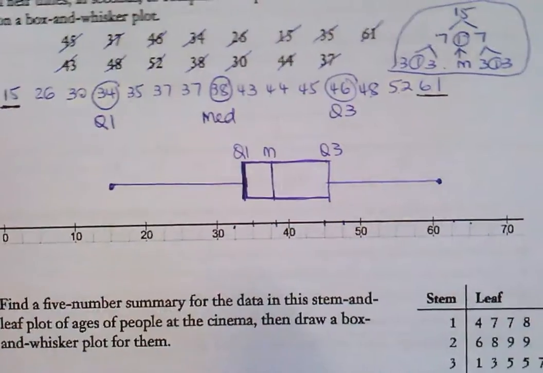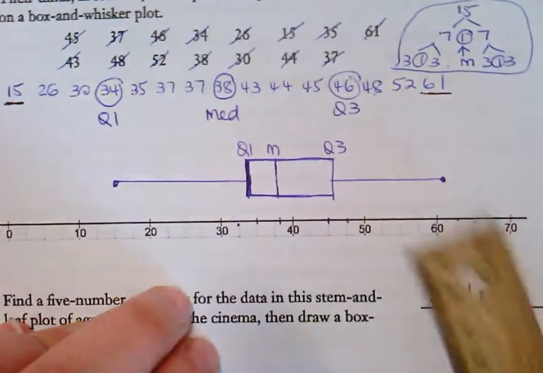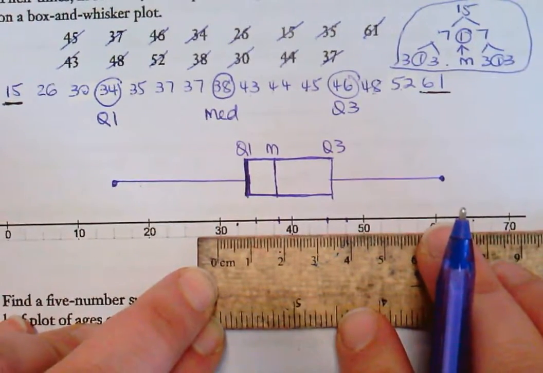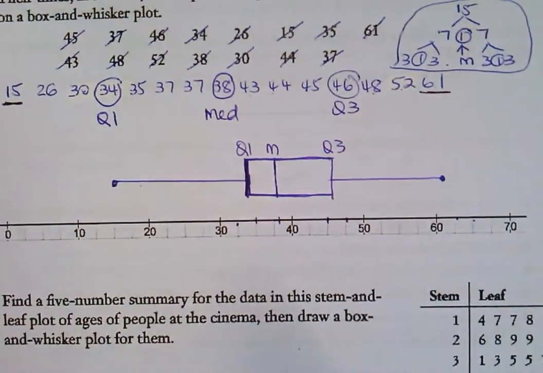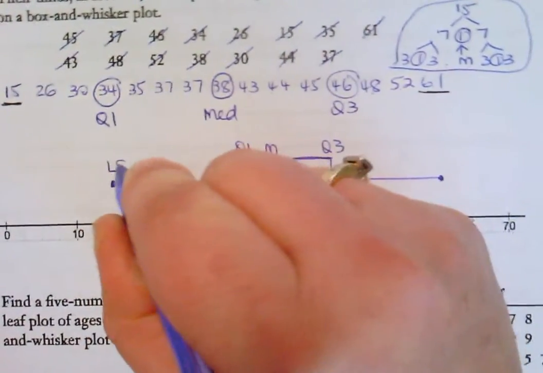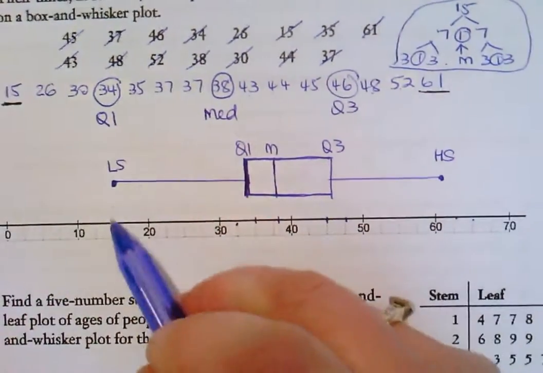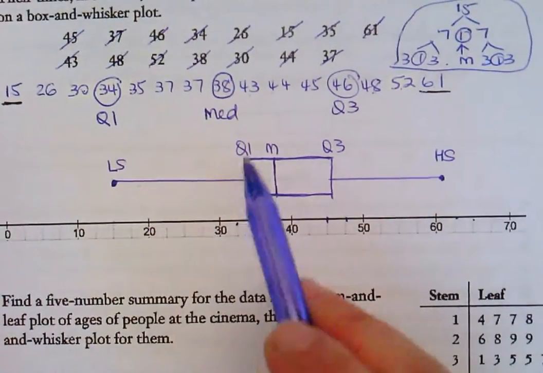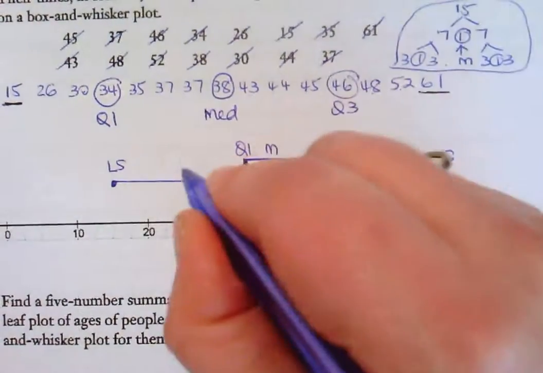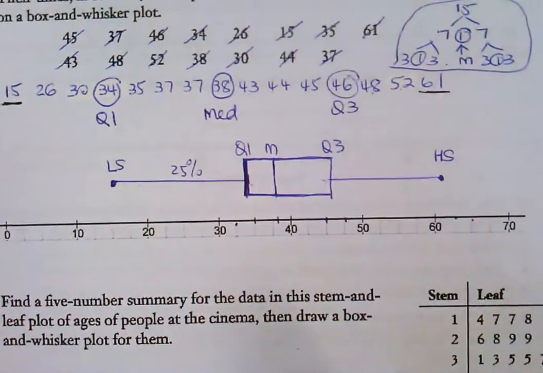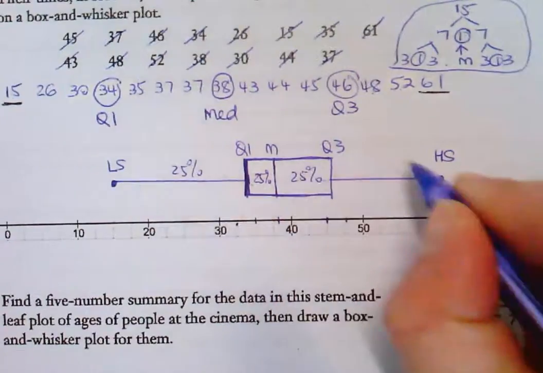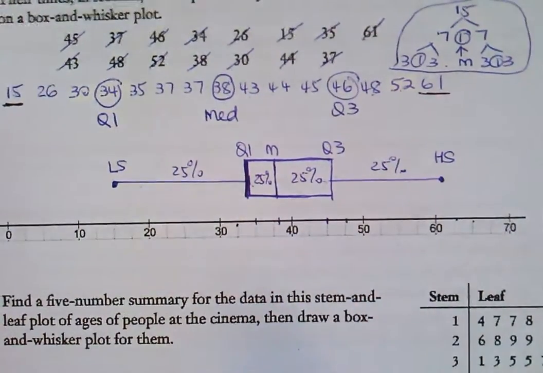All right, and what I could do as well, to get some nice divisions maybe between 30 and 40, it's a bit hard. Yeah, whatever, just estimate. Okay, so we've got the lowest score here, highest score. See, that's at 15. This is at 61. And this is my middle 50%. So even though these sections are different, 25% of the scores are in here. You see that? 25% of the scores are here, 25% of the scores are in there, and 25% of the scores lie there.